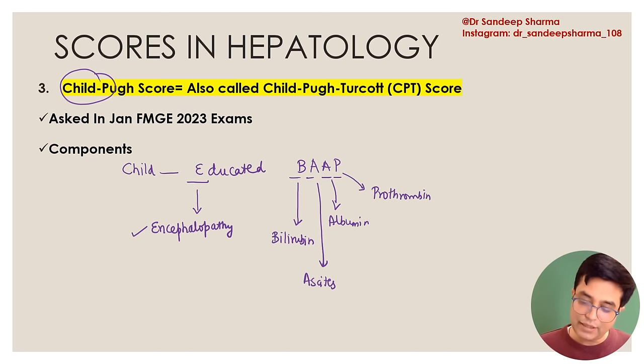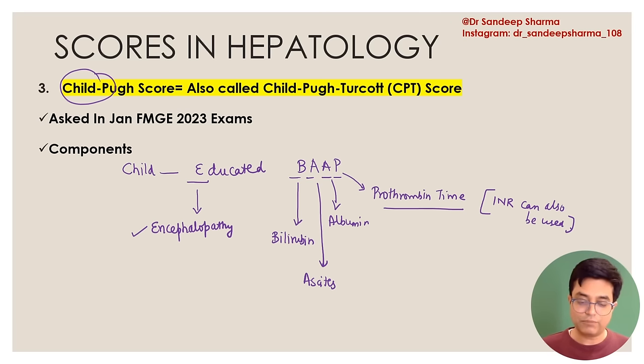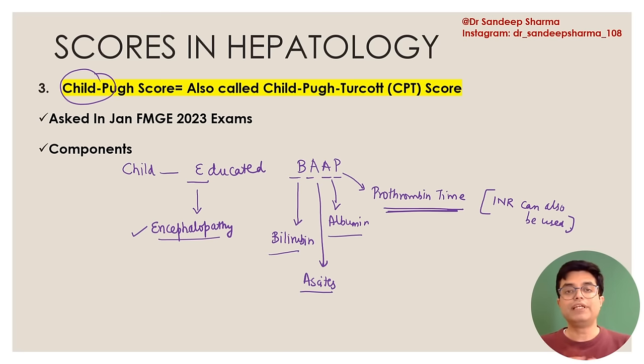Sometimes INR can also be used instead of prothrombin time. So you can write in brackets, INR can also be mentioned. INR can also be used instead of prothrombin time alone. But these are the five components. And in the January FMG 23 paper, encephalopathy, bilirubin, ascites, albumin and prothrombin time were mentioned in various permutations and combinations, and only one option had all the five components mentioned together, and that was the answer.